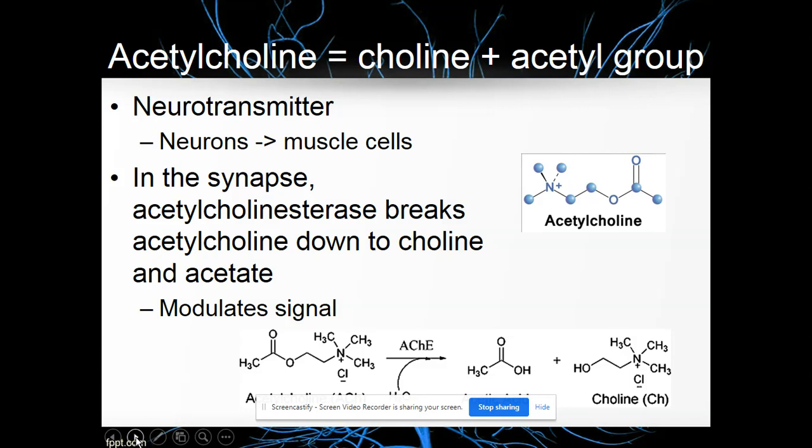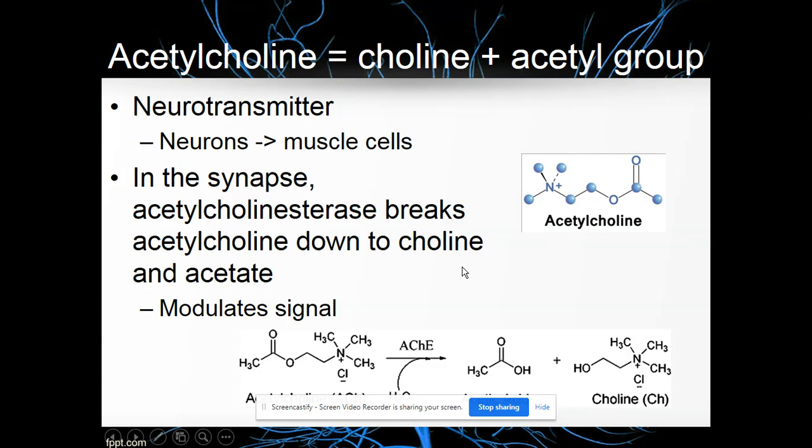One of the things that we need to know about neurotransmitters and things that interfere with them is this idea of acetylcholine and acetylcholine esterase. So acetylcholine is one of our neurotransmitters. Again, it's involved with learning and memory. It's also involved with muscle contraction. So when a nerve cell releases acetylcholine, it is going to diffuse across the synapse, bind to the receptors on a muscle cell, and stimulate that muscle to contract.